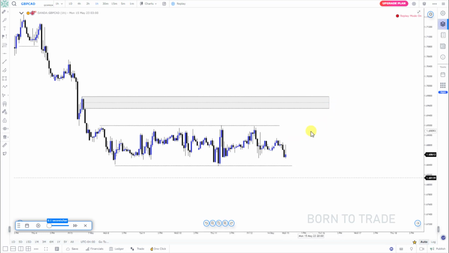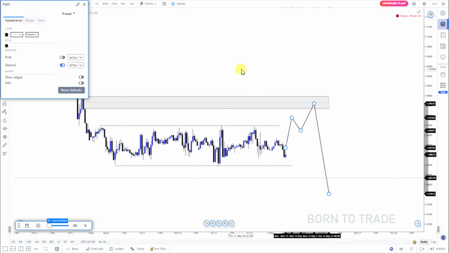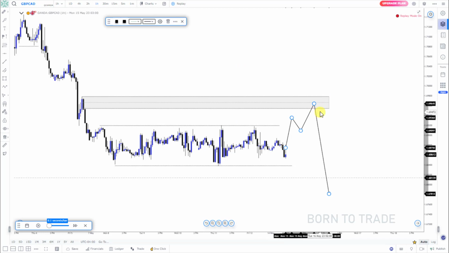So firstly, I will map out my zone over here, and if price sweeps this liquidity, because you see price builds liquidity at this area, if price sweeps this liquidity, I'll be looking to enter at this particular zone and expect price to push to the downside, okay? I will look to trade to the downside.